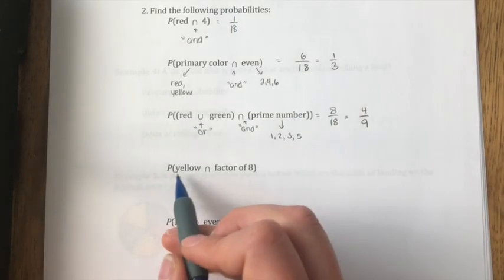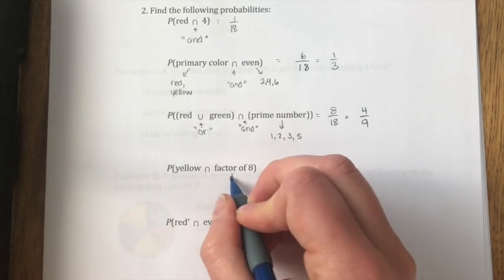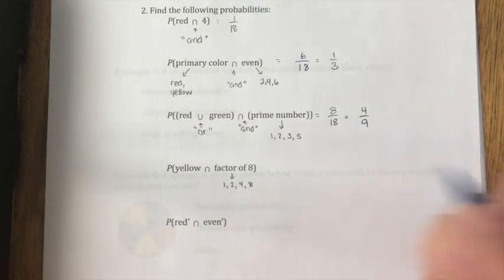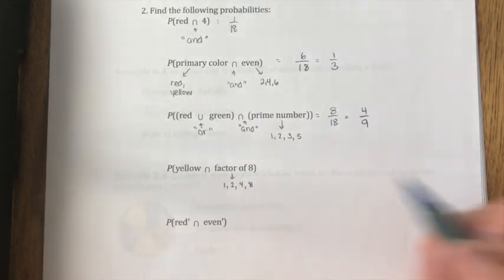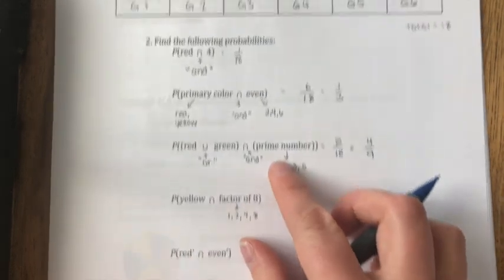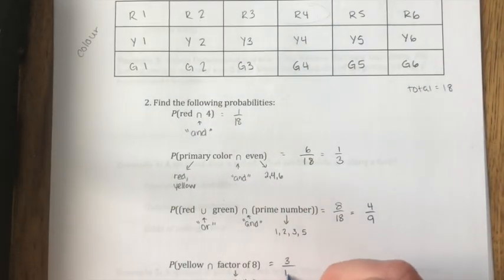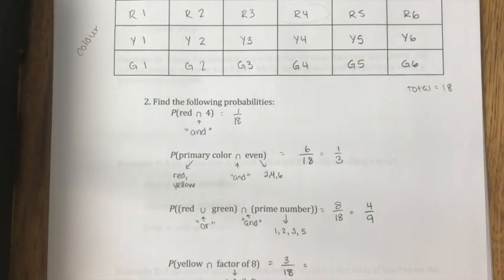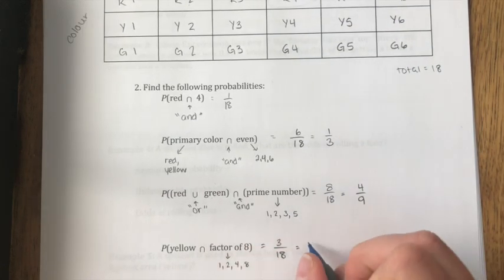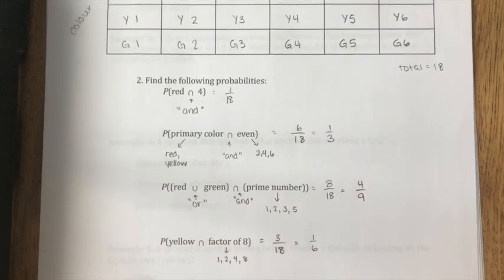Okay, so then probability of yellow intersect factor of 8. So factors of 8 are 1, 2, 4, and 8. 8 obviously we can't roll, but it's still a factor of 8. So yellow and a factor of 8. So 1, 2, and 4. So that would give us 3 out of the 18 possible outcomes are those outcomes. So we're going to reduce that again. So we're going to have 1/6.